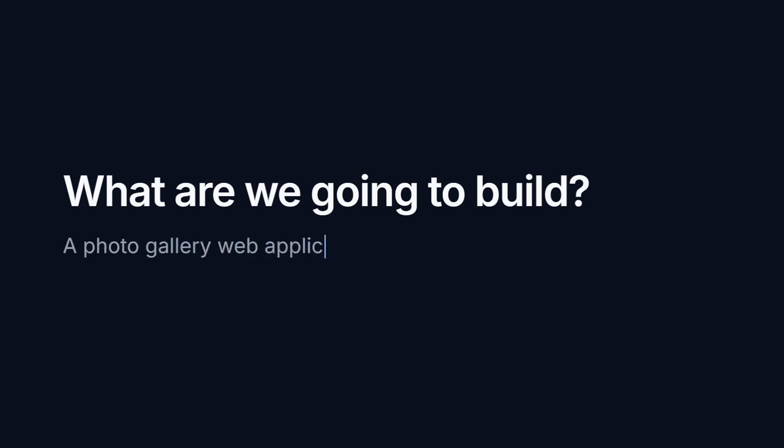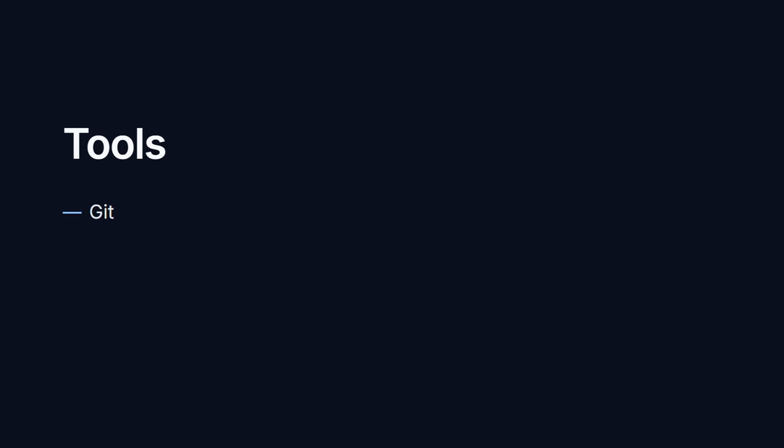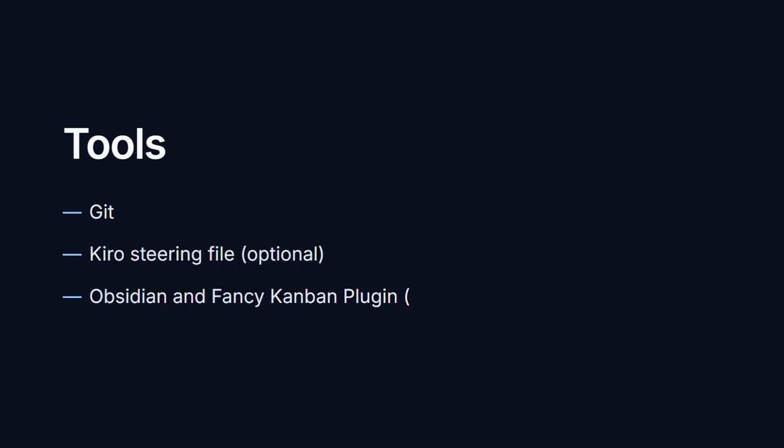So, what are we going to build? A photo gallery web application using React. Besides the usual development stack, React, Node, and Kiro CLI, we'll need version control, for which we'll use Git. We also have two completely optional tools that'll help us move and visualize things faster: a Kiro steering file and Obsidian with the fancy Kanban plugin.